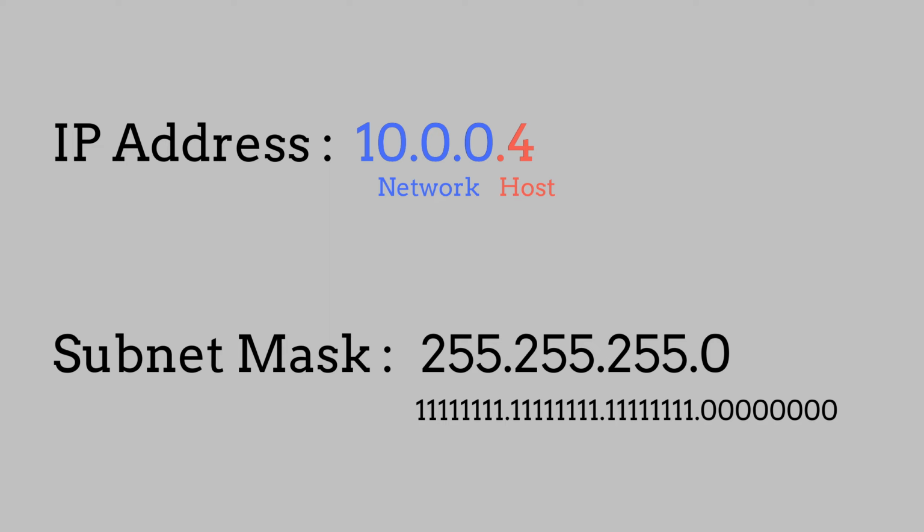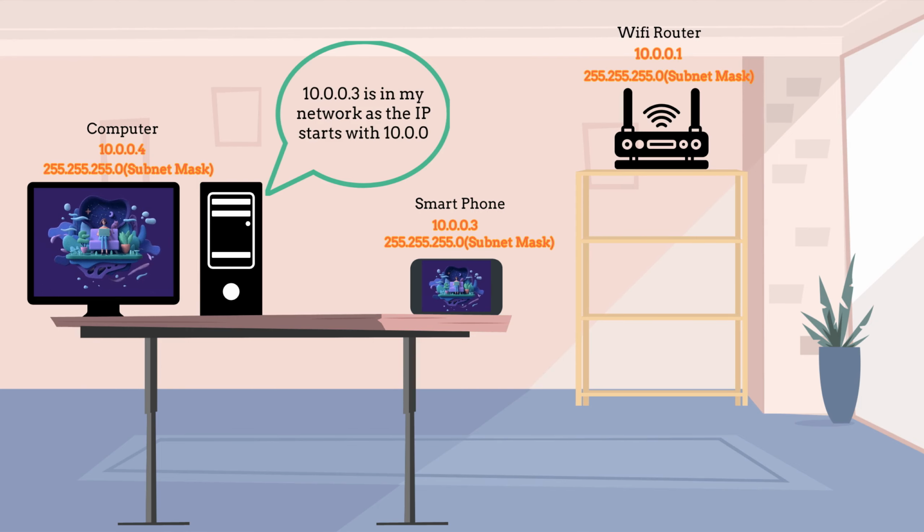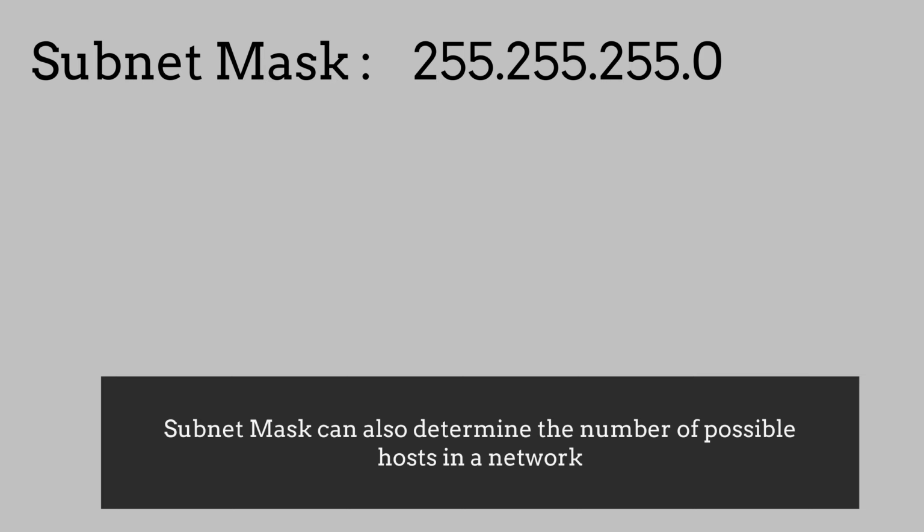When we convert the subnet mask 255.255.255.0 to binary, we see a continuous string of ones. This string designates the network segment, while the zeros indicate the host portion of the IP address. This information informs the device that if another device's IP address also starts with 10.0.0, then that device is part of the same network. Furthermore, the subnet mask is not only used to determine whether a device is on the same network, but also to calculate the number of possible hosts in that network.